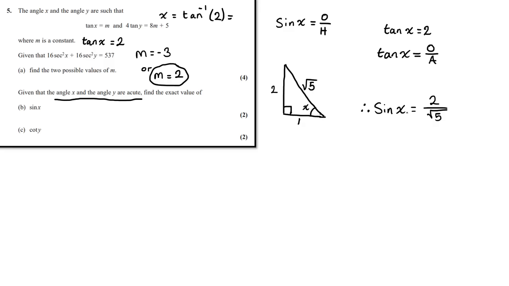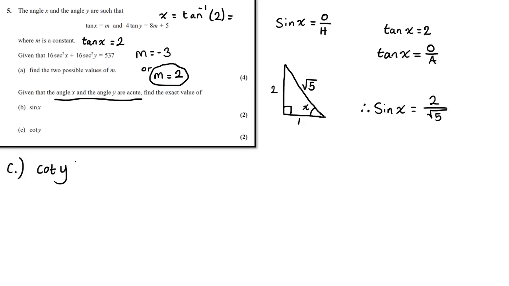Okay, and that gives us our solution there for sine x, or our exact value for sine x. And for part C then, we want to identify the exact value of cot y. So for cot y then, we're working with this angle here. So angle y is such that 4 tan y is equal to am plus 5.